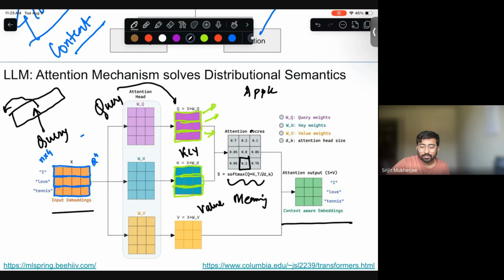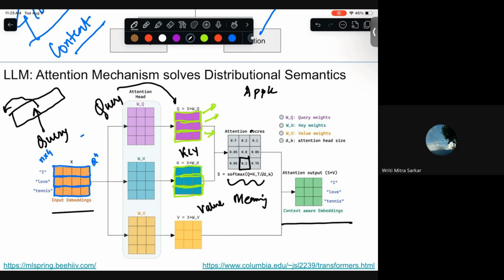Okay? Distributional semantics. All of you understood this, guys? This is very important. Did you understand this? Yes or no? Any questions? I just have one confusion.